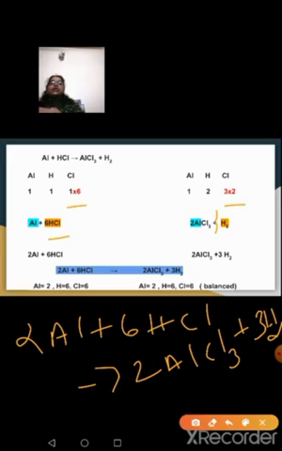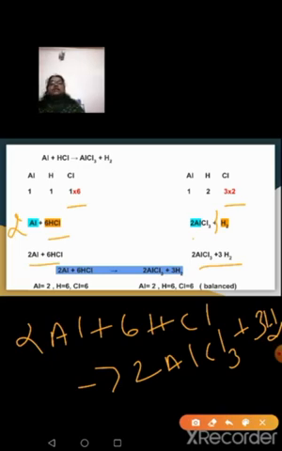So when I put it as a coefficient on this side, chlorine becomes 6, and aluminum is increasing by 2. So to make it equal, I have to put a 2 here to this aluminum. So it becomes 2Al plus 6HCl gives 2AlCl3 plus 3H2.